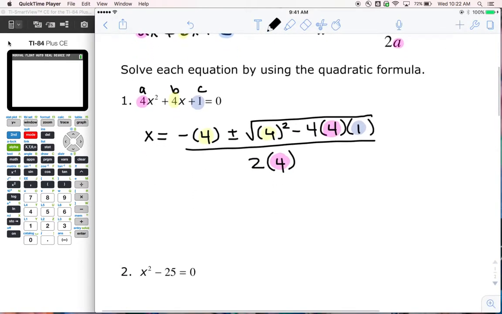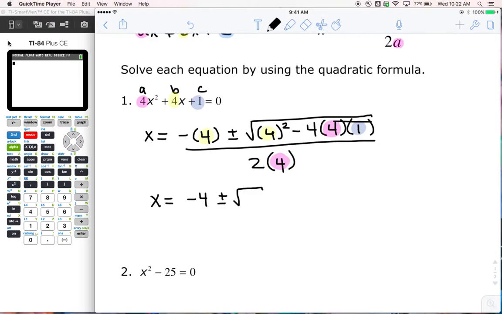So let's take a quick look at what we get when we clean them up. So we get x equals, first thing, I kind of do this in 3 parts. The first thing I look at is just this outside thing. So negative parentheses 4 parentheses, y'all, that's just negative 4. Then we have plus or minus. We talked about that yesterday. Remember, that means positive or negative. And then let's clean up what's under the square root. Or you know what? We can just type the whole thing in our calculator.